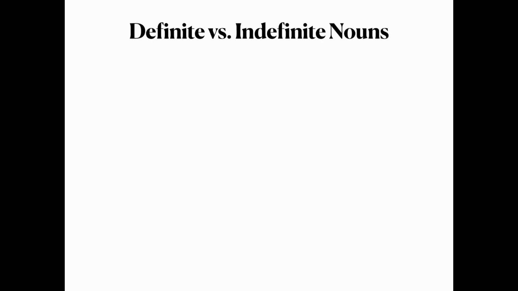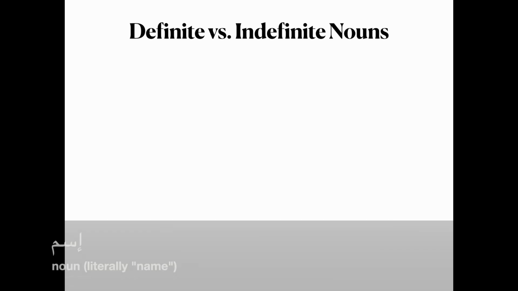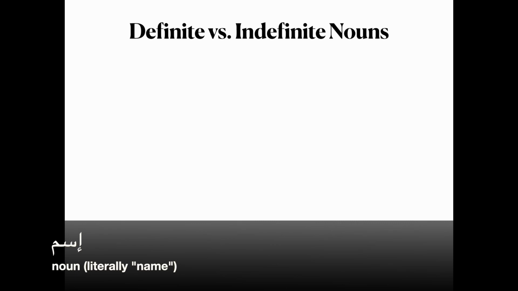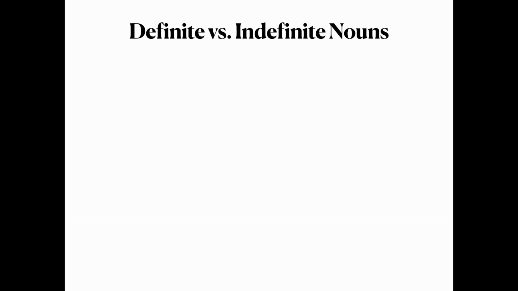So, definite and indefinite nouns. Let's talk about what a noun is first before we talk about definiteness. A noun is a person, place, or thing. An animal or an idea as well. So, anything that you can point out and that there's a name for is a noun. And in fact, in Arabic, a noun is called an ism, which literally translates to a name. So there are two types of nouns, definite and indefinite.